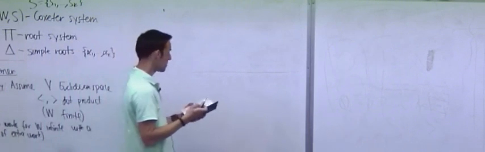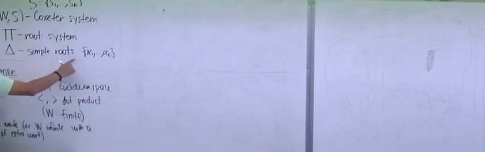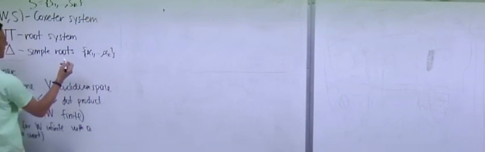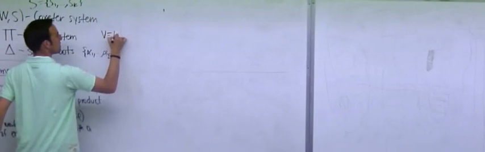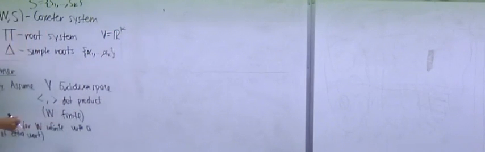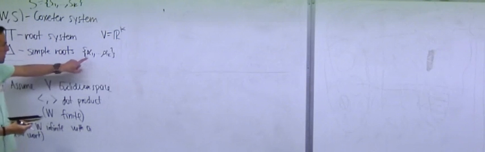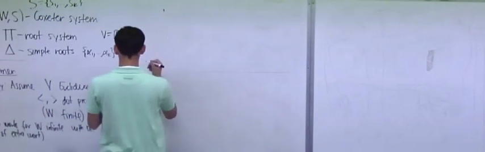But so you see, what I have then is basically that I have these simple roots alpha 1 up to alpha k, which are a basis of a Euclidean space. So now I can think that V is just R to the k. And this is a basis, and my inner product is Euclidean.